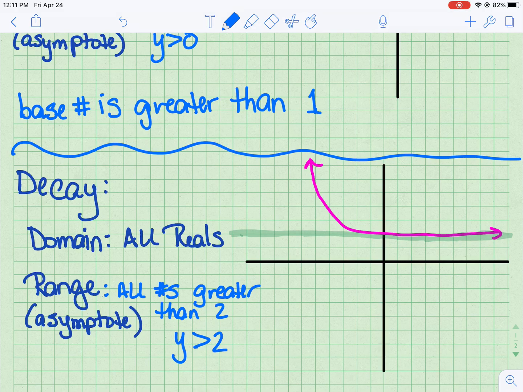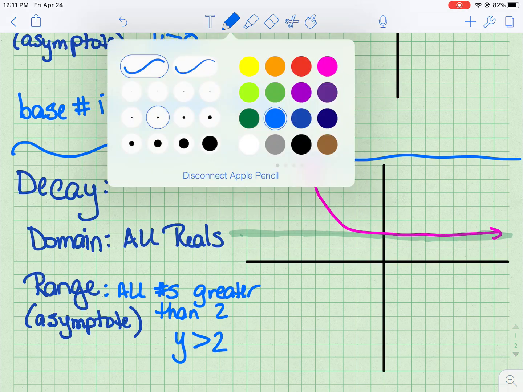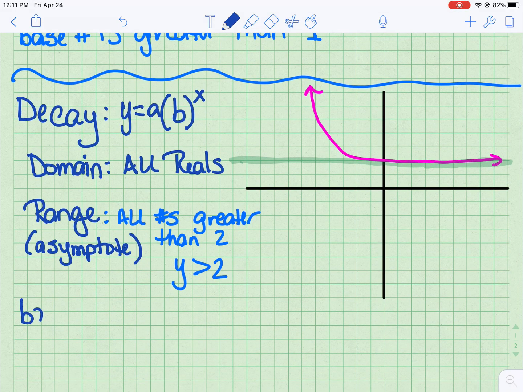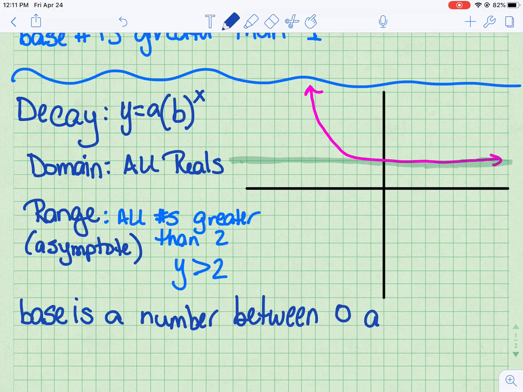For this one, if we're just looking at the equation, the base is a number between 0 and 1. So it's either going to be a decimal or a fraction. And we did this before.